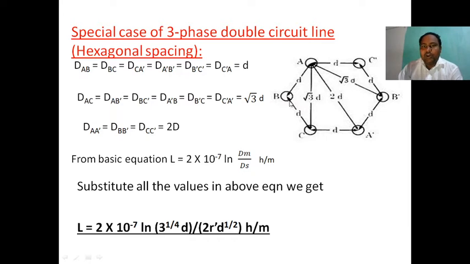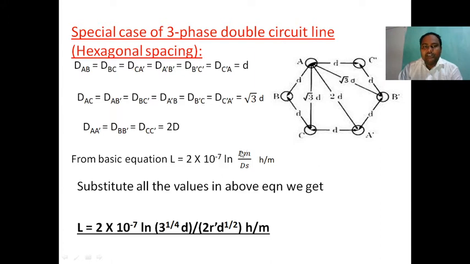If you substitute all the distances into the basic formula, which is L is equal to 2 into 10 power minus 7 log Dm by Ds. What is the mutual GMD? What is the self GMD? Self GMD Ds is equal to, in a double circuit line, Ds1, Ds2, Ds3 whole power 1 by 3. In a similar manner, the mutual GMD also we have DAB, DBC, DCA whole power 1 by 3.